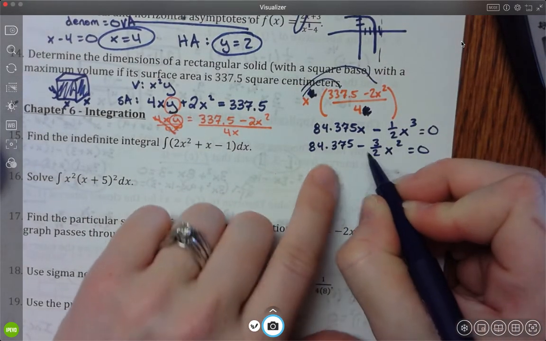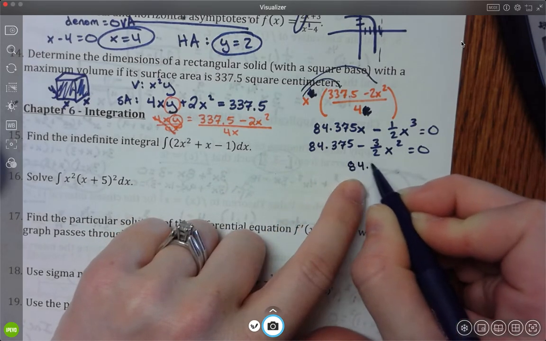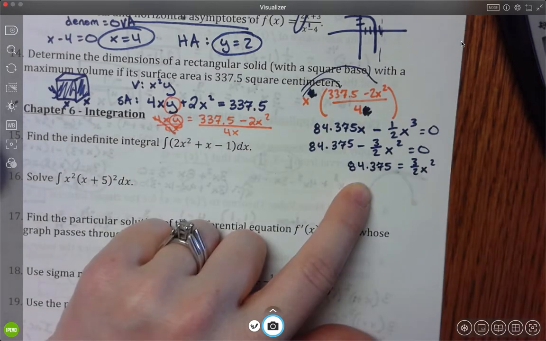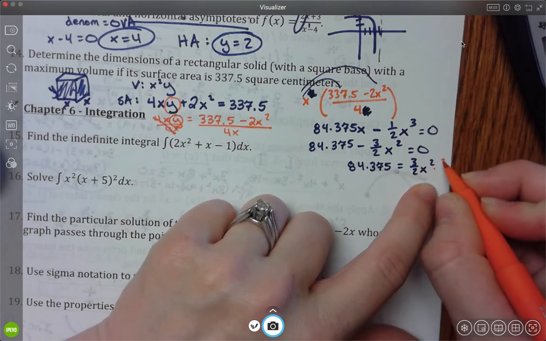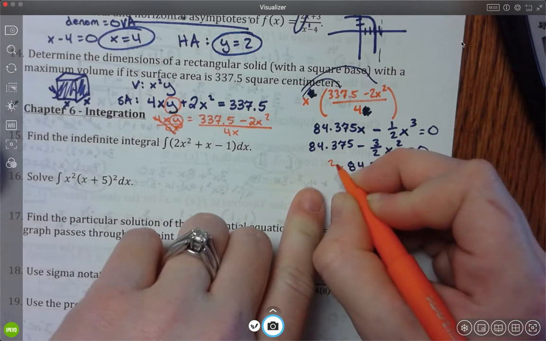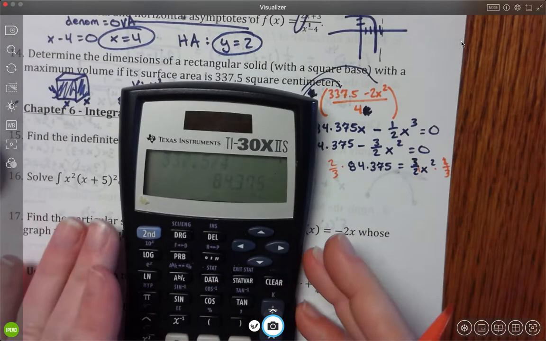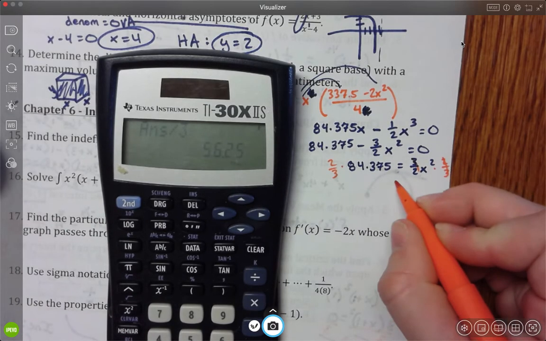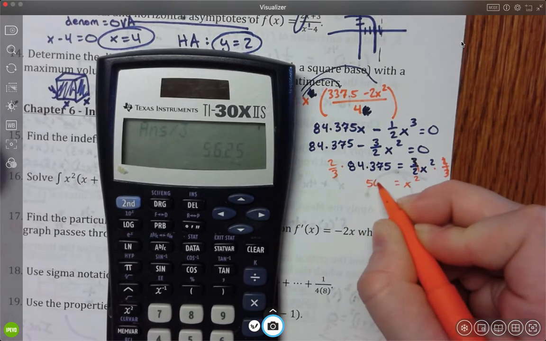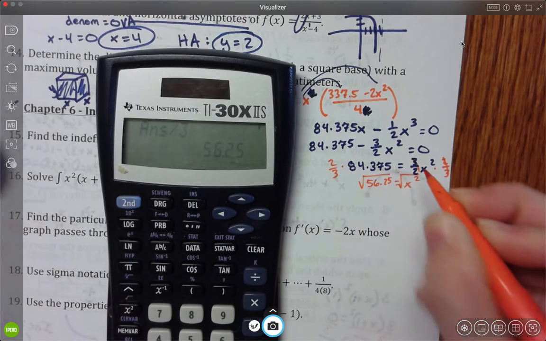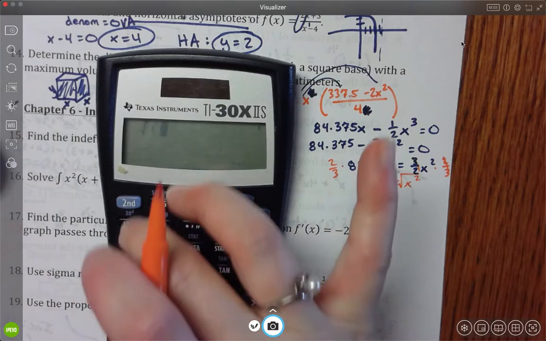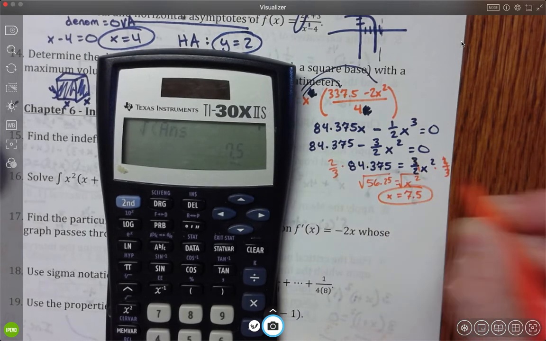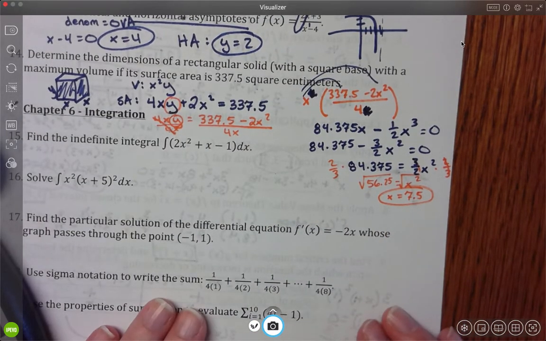So I'm going to move this 3/2 x squared to the other side. 84.375 equals 3/2 x squared. And then I solve. So multiply by 2/3. I have that 84.375, I'm going to multiply by 2 and divide by 3. So I have x squared equals 56.25, and I can take the square root. 7.5. So I want my x to be 7.5.